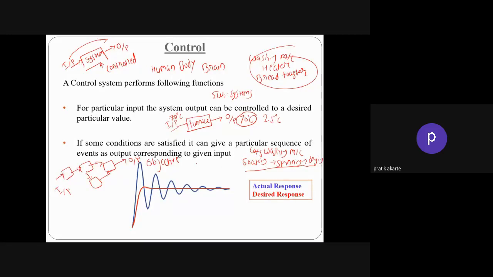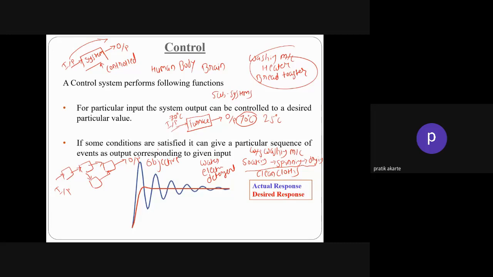So some conditions must be satisfied. We must have water, we must have electricity, and we must have detergent placed inside that particular box. If these conditions are satisfied, a particular sequence of events is performed. What is the output? We'll be getting clean washed clothes. That is another function of the controller.